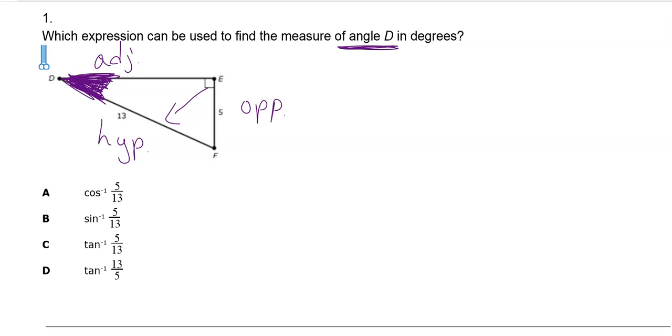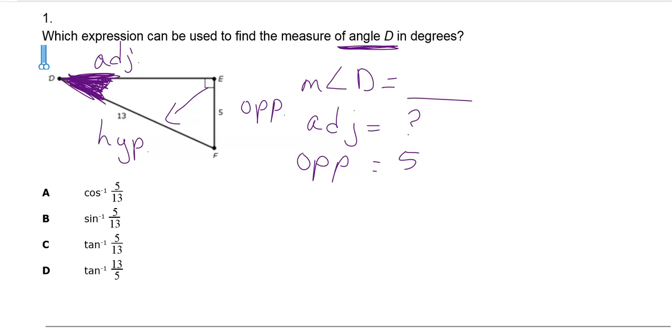So we have an angle, a measure of angle D is unknown. We have the adjacent side is unknown. But we also have the opposite side, which is 5, and the hypotenuse, which is 13. If we remember our SOHCAHTOA, which ratio uses opposite and hypotenuse? Set it up that way.